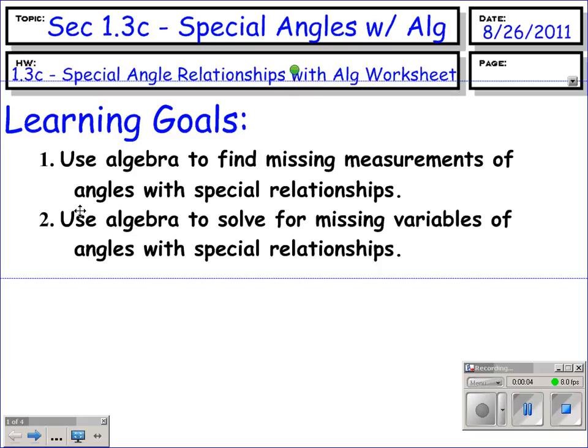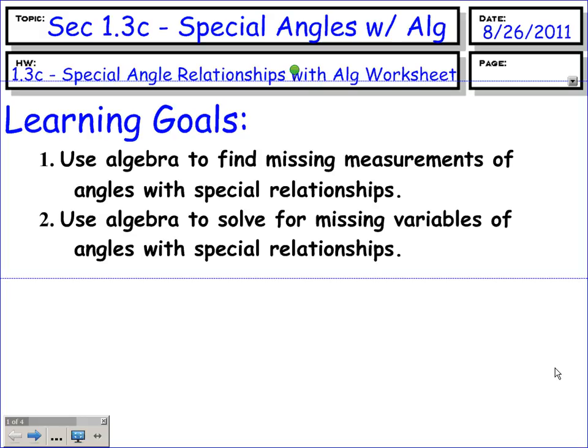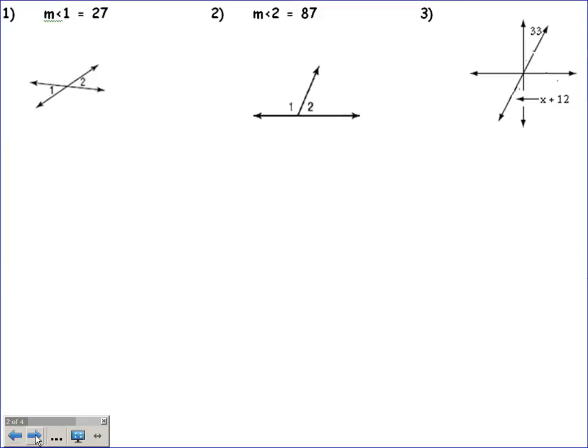Alright guys, so here we go, we're getting started. We're talking about the relationships again. Again, we're going to identify the relationship, build some equation from it, and solve the equation. Those are our goals today.